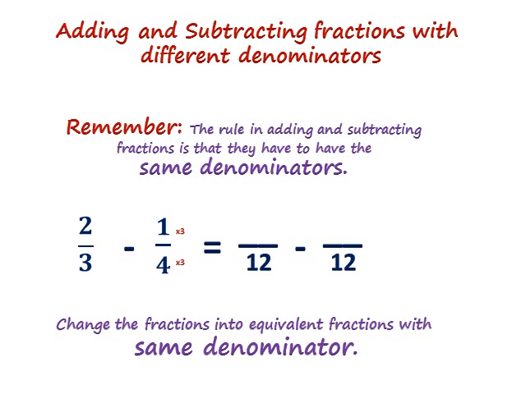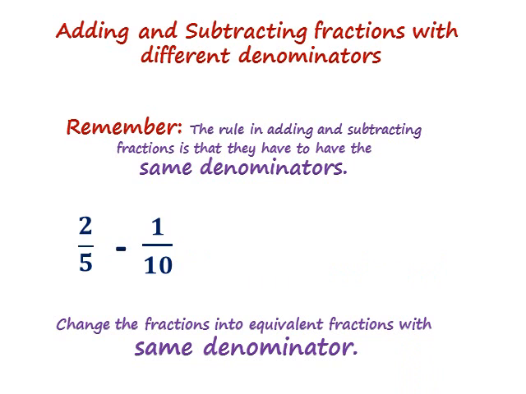So you multiply that by 4, 4 for the denominator and 4 for the numerator. So you have 8 over 12. And for 1/4, you multiply by 3. So you have 3 over 12. Now you can subtract because you have the same denominator. 8 minus 3 is 5, so that's 5 over 12.